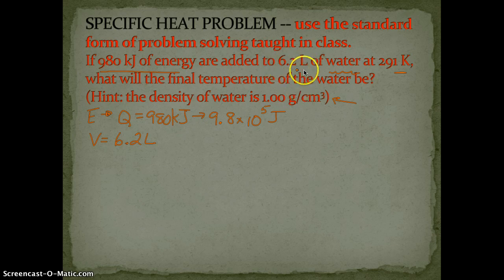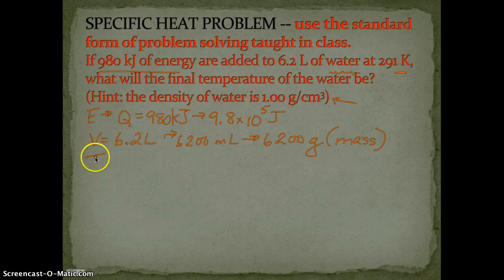So if you've got 6.2 liters of water, that's 6,200 milliliters, that's 6,200 grams of water. Okay, so I go from 6.2 liters to 6,200 milliliters of water, and then from there I just simply go right over to 6,200 grams of water. Now this isn't my volume anymore, this is going to be my mass. Okay, now if you know the density of a substance, you can go ahead and do that.